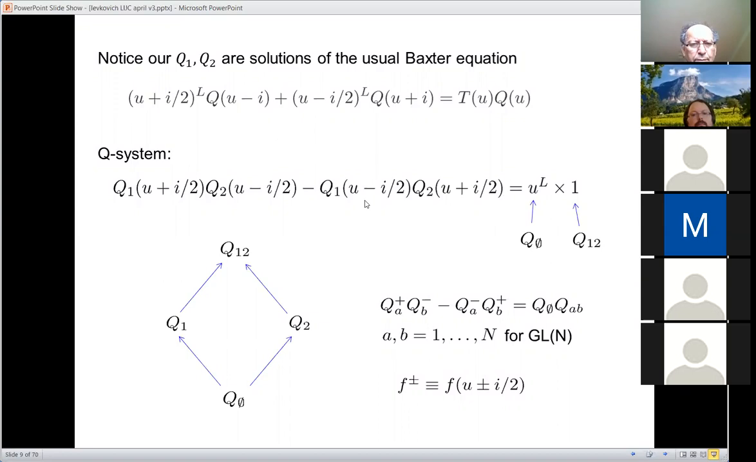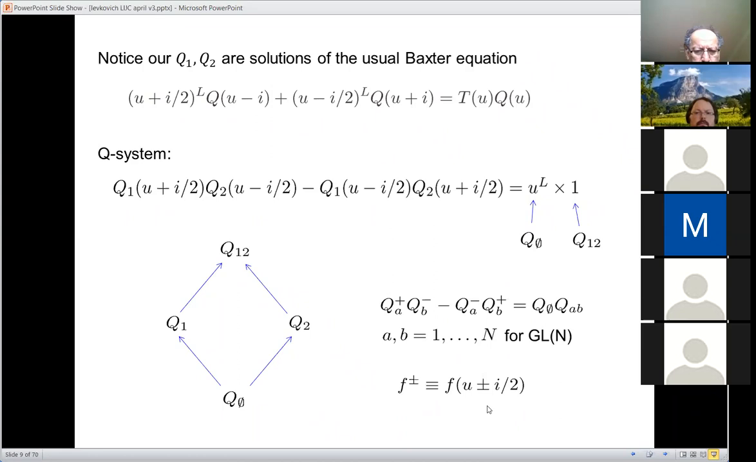And to complete the algebraic point of view, let me also separate this right-hand side into two pieces. One of them is u to the L times one, and we introduce two more Q functions. So this u to the L will be Q labeled by the empty set, and this one is Q labeled by a set of two indices, 1, 2. So now we have four functions, Q1, Q2, Q empty set, and Q1,2, which can be organized in this nice diagram. And the rule for such diagrams is that whenever you have a face with four vertices like here, then the Q functions at the vertices satisfy this bilinear equation. So in general, this is its form, where plus and minus just denote shifts by plus minus i over 2.